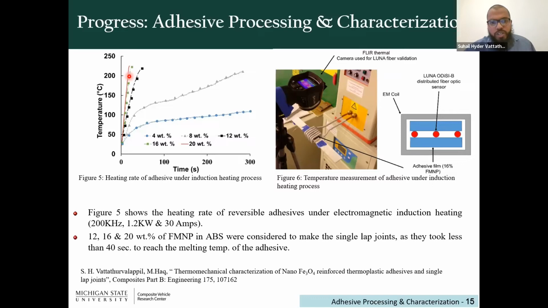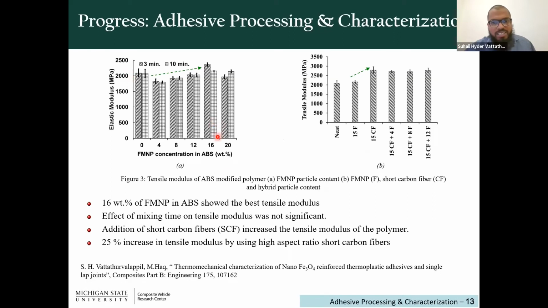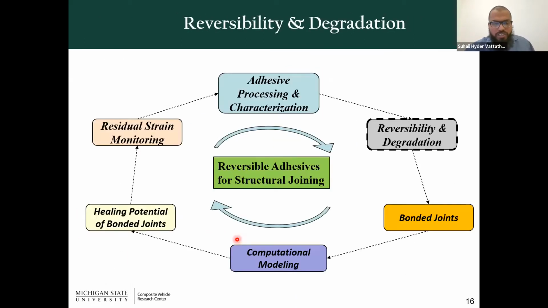So it was much quicker. Also, we saw in the previous graph that 12, 16, and 20 weight percent gave us the best stiffness for the adhesive. So it was decided later that only 12, 16, and 20 weight percent of FMNP in ABS would be considered for making the bonded lap joints.